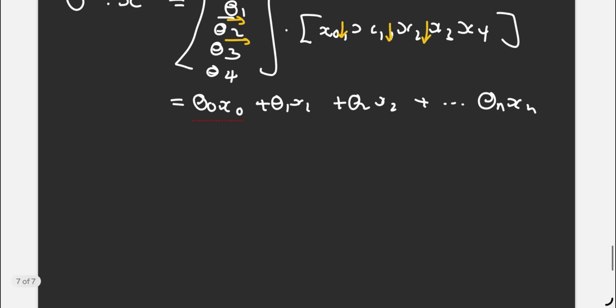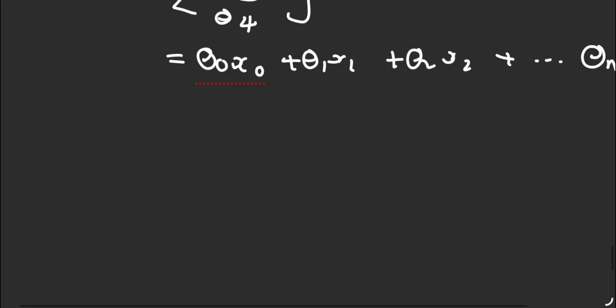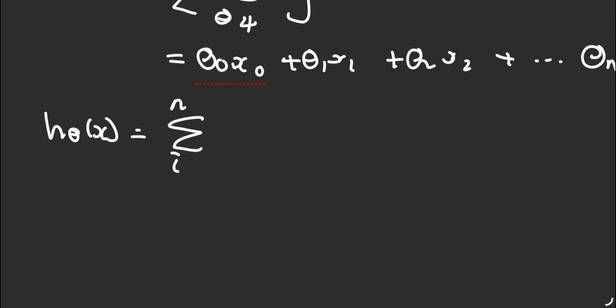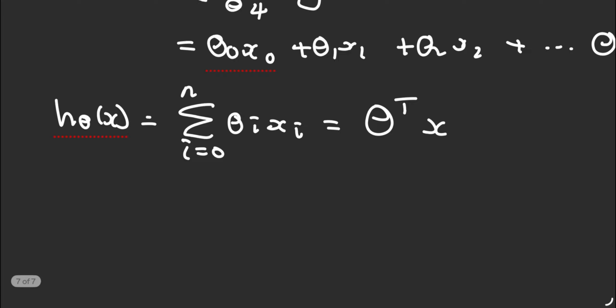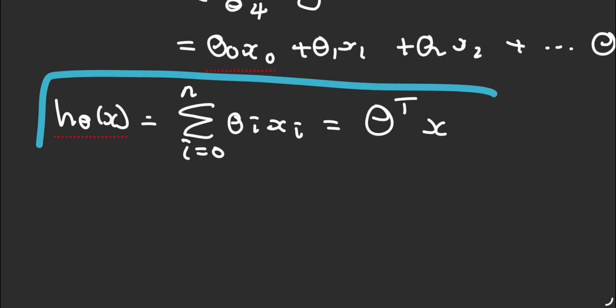Okay, so what this means is that we've just made this specific observation that h theta of x should be equal to the summation from i equals 0 to n of theta i x i, which is also equal to theta transpose x. Remember, theta is just a matrix with all of the theta values that you have. X is the vector with all of the values of x that you have. So this holds true.